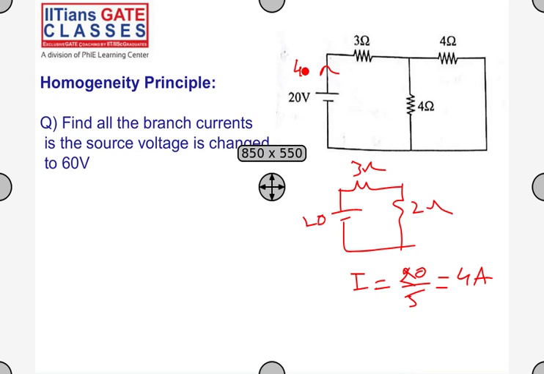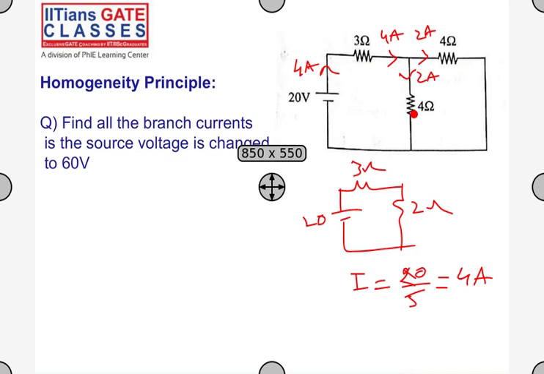And the same 4 amps current is coming here to the 4 ohms and 4 ohms. The current gets equally divided because the resistances are equal. It gets equally divided as 2 amps and 2 amps. So you got the branch currents. The branch current here is 4 amperes. Branch current here is 2 amperes. Branch current here is 2 amperes.